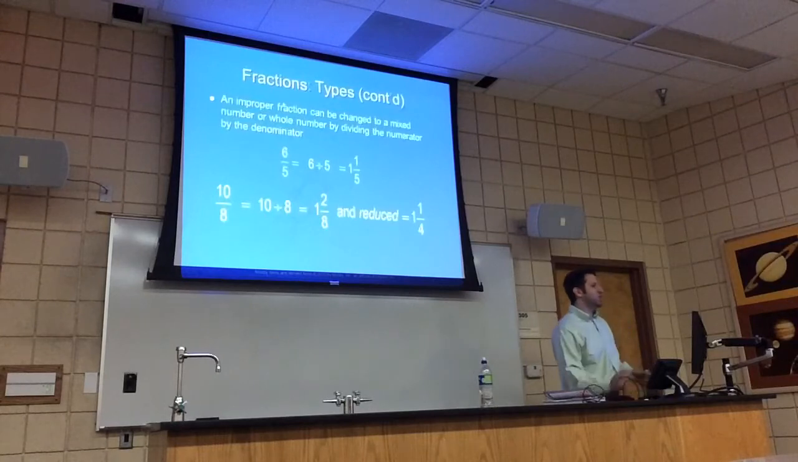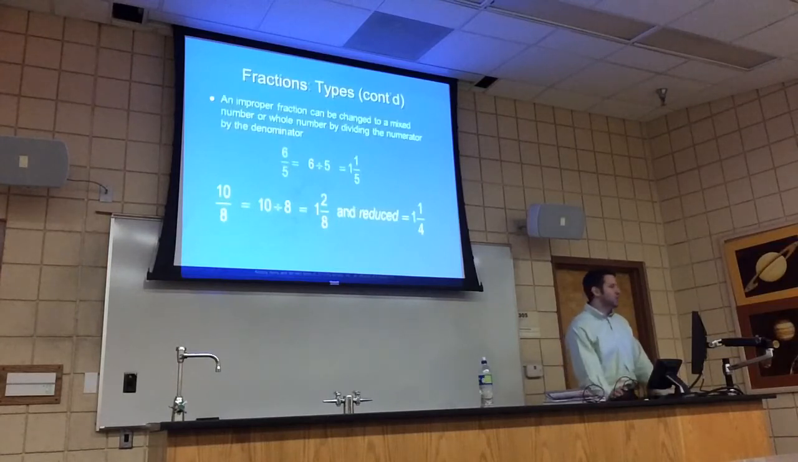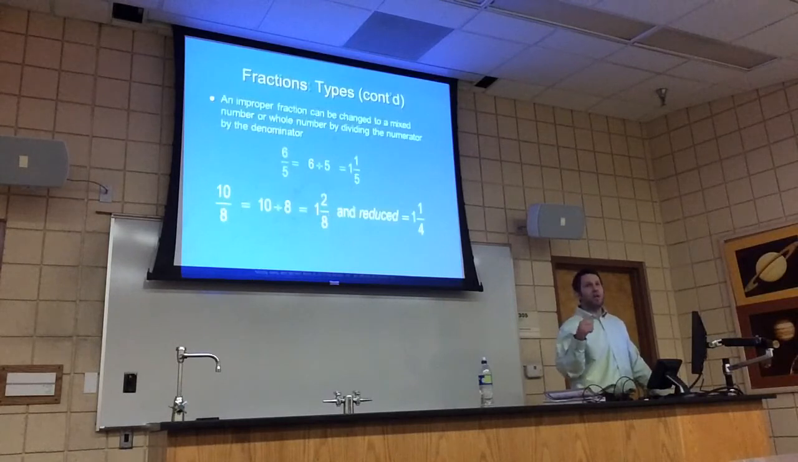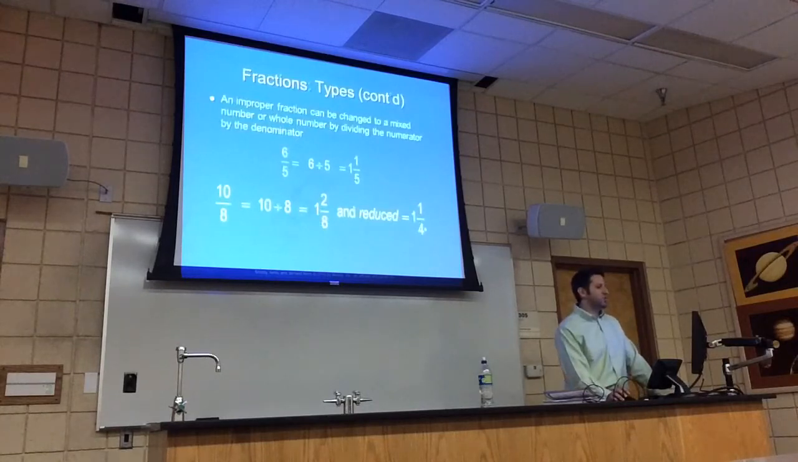An improper fraction can be changed to a mixed number or a whole number by dividing the numerator by the denominator, okay? So if I have 6/5, I take 6 divided by 5, which is 1. Okay, if I did the long division out, then I would have a remainder of 1. So that would be 1 1/5, right? 10/8. If I take 10 divided by 8, that's 1, right? Minus the 8 gives me a remainder of 2, so that's 1 2/8. This should be some elementary math revisited. And then 2/8 can be further reduced to 1 1/4.